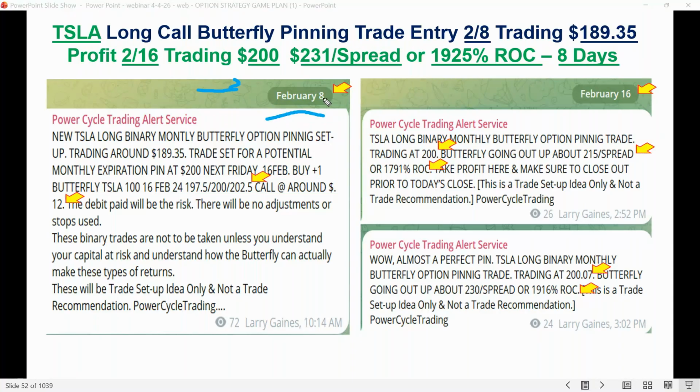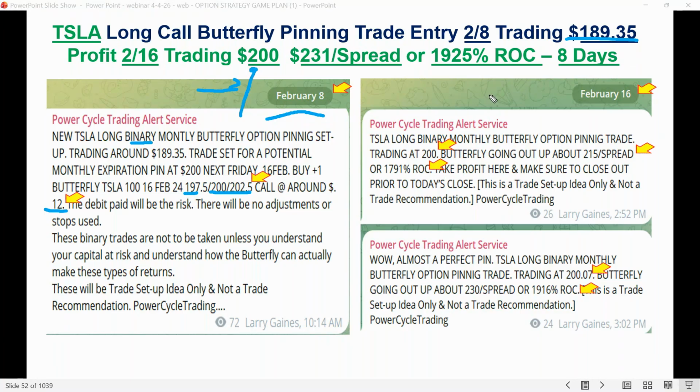So this is on the 8th of February, and this is what I call a long binary lotto type trade. So you're risking your debit paid. So you either win or you lose, binary. All right. So this trade, though, you'll see why it can be so cool. So Tesla was trading at 189.35, and we were looking for a pin based on different things that I look at, 200. So we did the 197.5, 200, 202.5 call butterfly, $2.50 wide spread, and I said do that at around $12. That's 12 cents or 12 bucks. So we ended up with the spread on for a total cost. I believe we did get it on for 12 bucks.